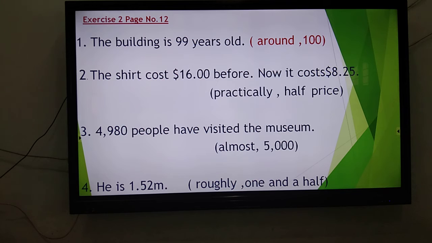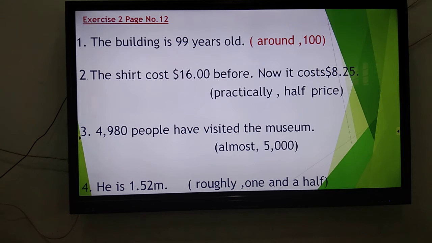Number 2, the shirt cost $16 before, but now it costs $8.25. How much is it? Our cues are practically and half price. So we need to use practically and half price in the latter part of our sentence, or the second part of the sentence. Now it costs $8.25. Only this sentence will change, not the first part.